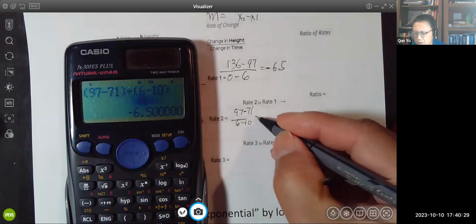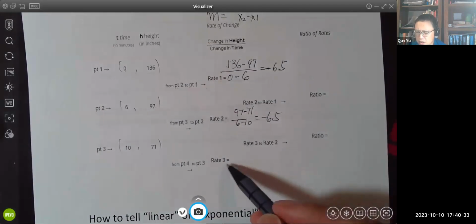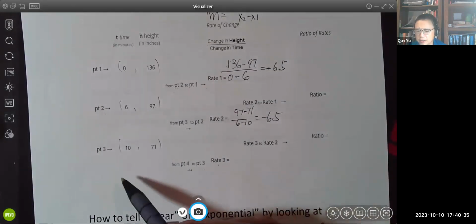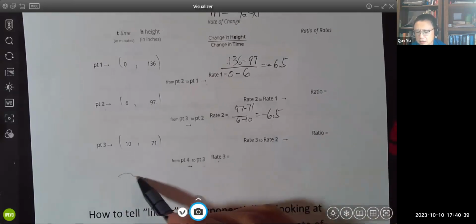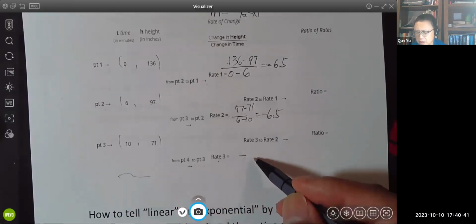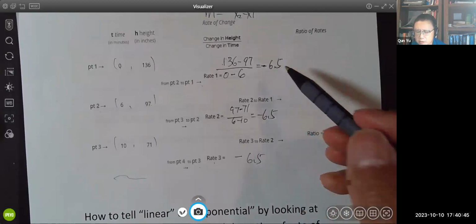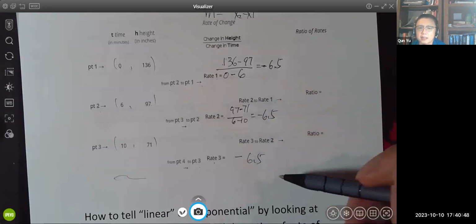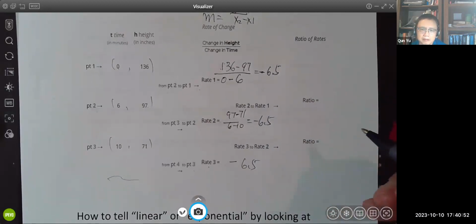Still negative 6.5. And the third one is between point 4 and point 3. I didn't copy this point 4, so we cannot calculate this. Actually, this is still negative 6.5. Now, if you look at this rate of change, which represents slope, they're all the same. What graph has the same slope? That means the slope never changes.